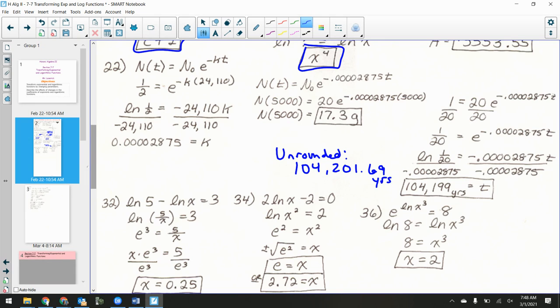Number 22 is a lot more like the ones that we had done in class. It's that same half-life, that 24,110. But you get the same K value there, 0.00002875. You use that to find how much is going to be left over after 5,000 years. And then say, okay, if that's left over after 5,000 years, this is how much it's going to be, and how much time it's going to take to get from 20 grams down to 1 gram.